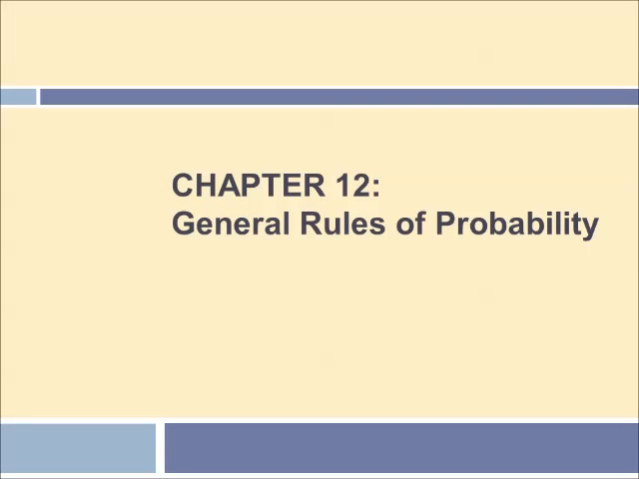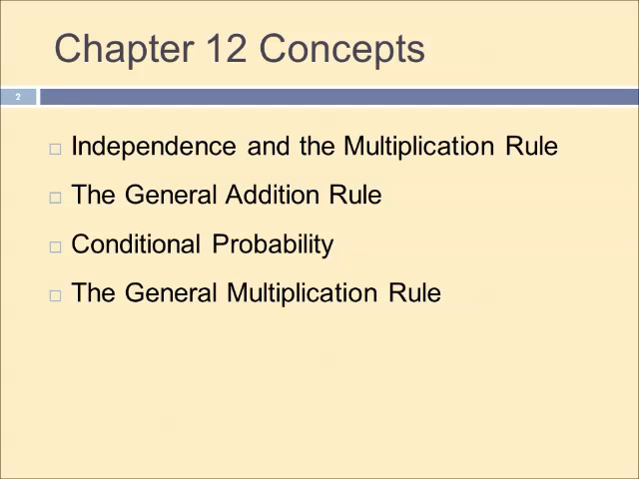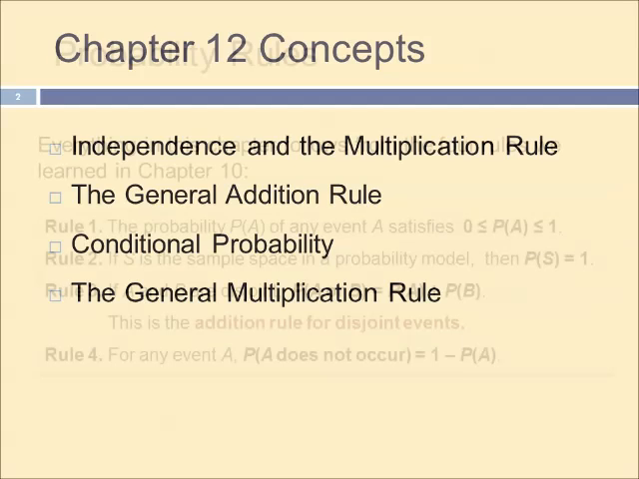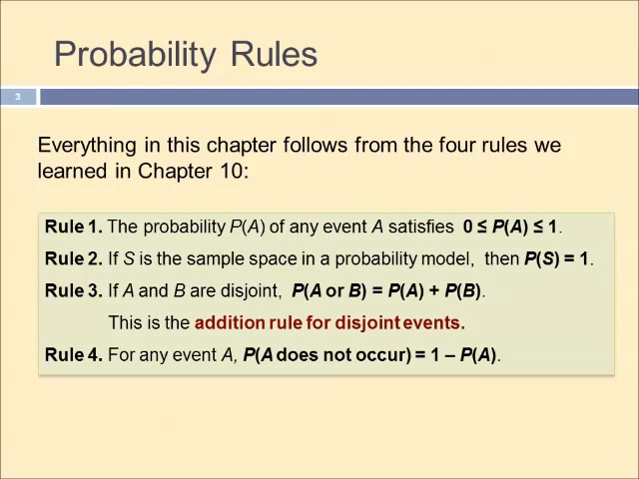Chapter 12, we'll continue talking about probability and describe the general rules of probability. Some of the concepts: independence and the multiplication rule, the general addition rule, conditional probability, and the general multiplication rule. So everything in this chapter actually follows what we learned in chapter 10.